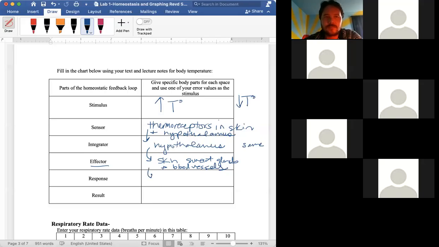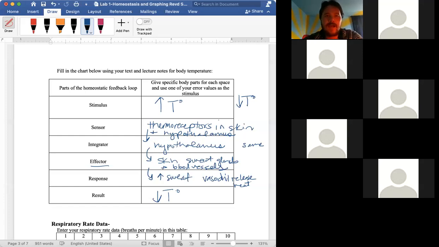And so what are these effectors going to do then? Brenda? They're going to increase sweat in the skin. Perfect. So they're going to increase sweat, and the blood vessels are going to vasodilate, right? To release heat. And you know that when you get really hot, you get flushed, your cheeks get pink, right? Okay, and the result should be then a drop in temperature. Okay.